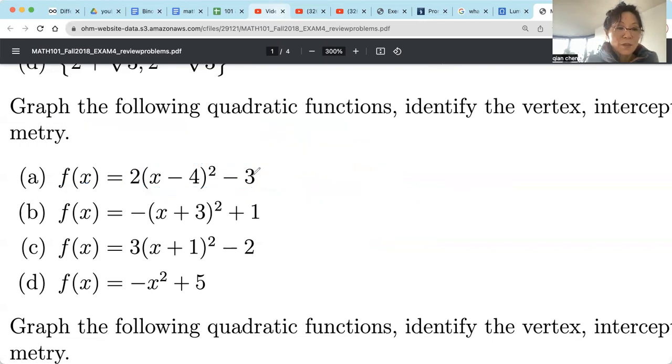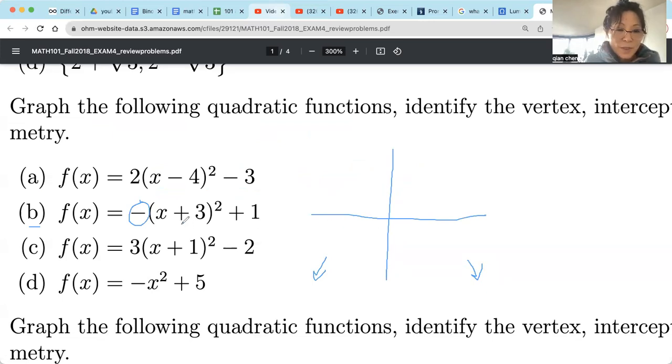Okay, now let's see B. Very similarly, we want to identify whether our graph goes up or down. We see the negative 1 in front of x squared. So that means this graph of the quadratic will be going downwards, right? It will be going downwards, two hands down.